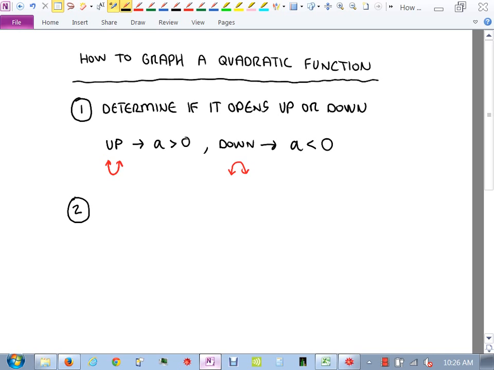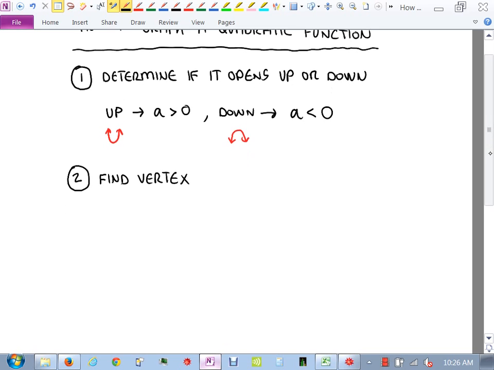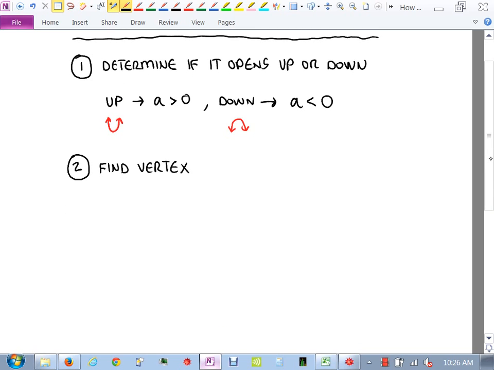The second thing you'll do after you've determined if it opens up or down, is you will find your vertex. Now that might require some work, okay? If it's in standard form, H, K, you're done. But we just said that if it's non-standard form, you're going to have to work for the vertex a little bit. But the step says find it, okay? So we'll find it.